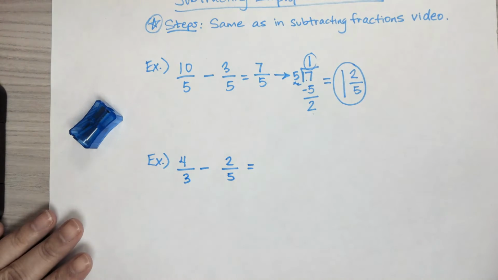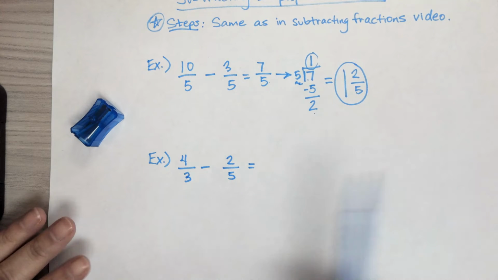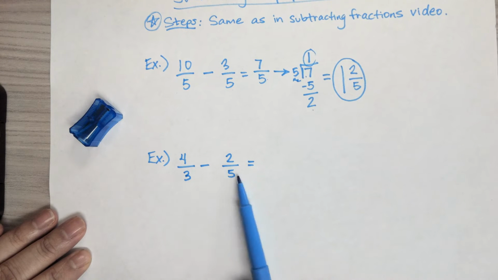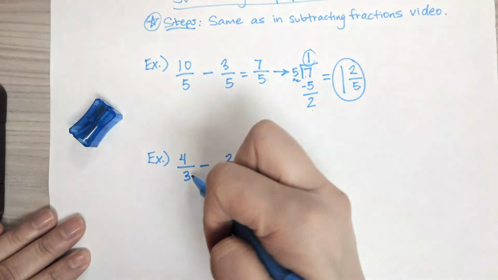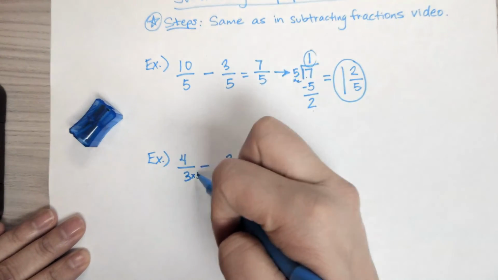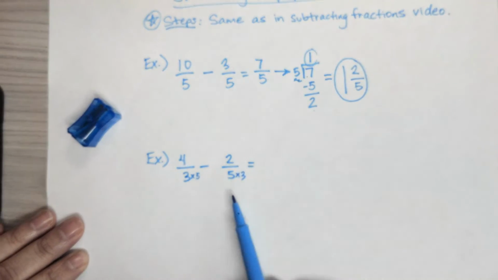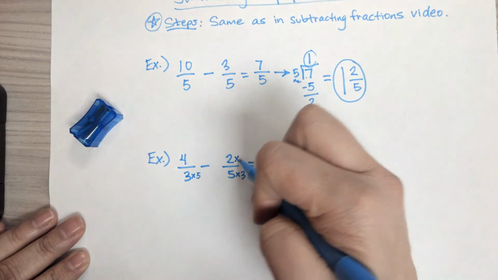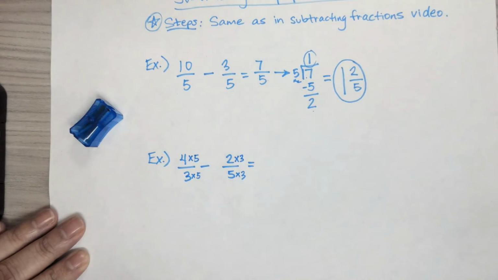All right, so in this problem, I do not have common denominators, so I need to ask myself, how can I make both of these numbers the same? What number are both of these going to go into? And I know that if I multiply them by each other, they will both go into 15, so 3 times 5 and 5 times 3. Anything that we do to the bottom, we have to do to the top, so I'm also going to times this by 3, and I'm also going to times this by 5.